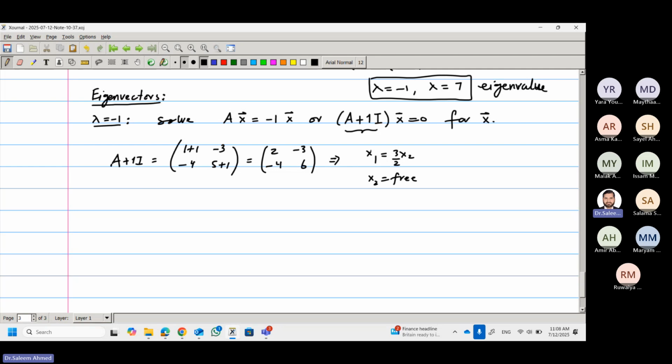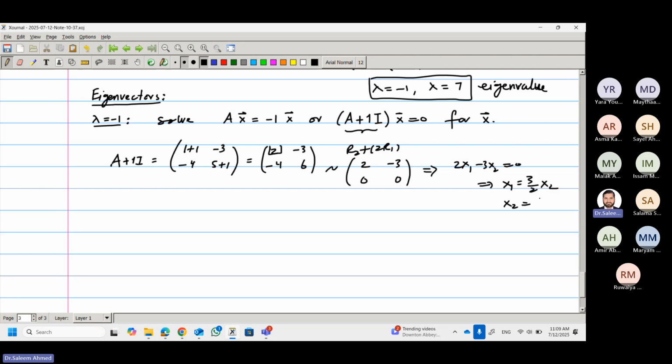Or what you can do, you can use row operations, use this to make it 0. So I can do R2 plus 2R1. If I do R2 plus 2R1, this will become 2, minus 3. So 2 2s are 4 minus 4, 0. 3 2s are 6 minus 6 is 0. See, the second equation has become 0. So now you see it is 2x1 minus 3x2 equal to 0. So this implies that x1 is equal to 3 by 2 x2.